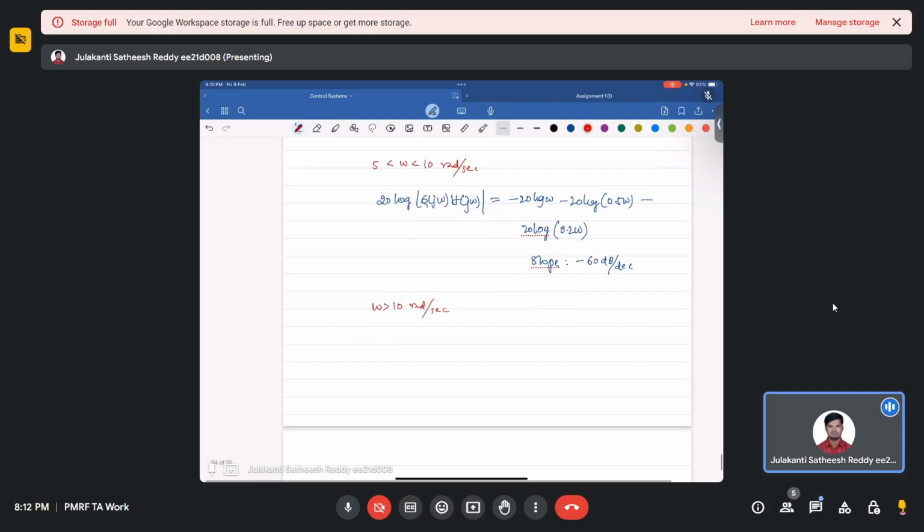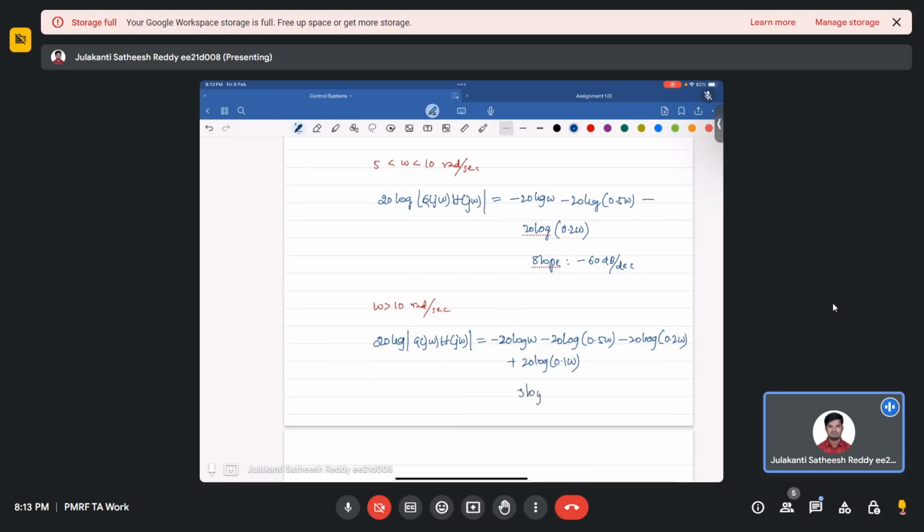Now what is happening? The magnitude is 20 log magnitude of G of j omega, H of j omega. See, now nothing can be neglected, right? So minus 20 log omega, minus 20 log 0.5 omega, minus 20 log 0.2 omega, plus 20 log 0.1 omega. You substitute any frequency more than this and you will get the magnitude. But we are drawing asymptotic plots, where the slope matters, right? So if you differentiate, you get minus 20 dB, minus 20 dB, minus 20 dB, plus 20 dB. So again it will become minus 40 dB per decade, right? So this is the thing.